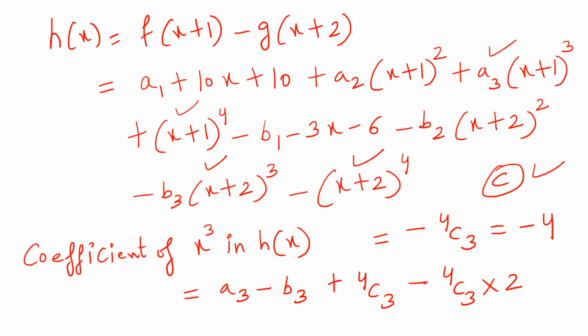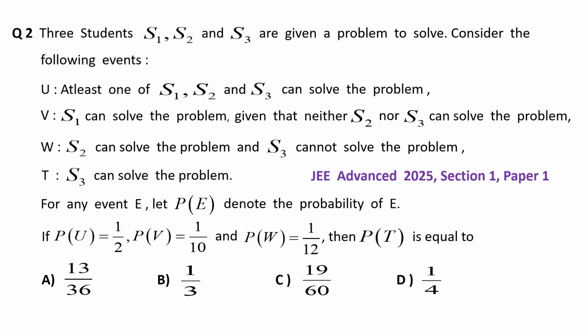Now students, we move towards the next question. Now students, this next question is on the topic of probability. It's a good question. It says 3 students S1, S2 and S3 are given a problem to solve. Consider the following events. U, at least one of S1, S2 and S3 can solve the problem. V, S1 can solve the problem given that neither S2 nor S3 can solve the problem. W, S2 can solve the problem and S3 cannot solve the problem.